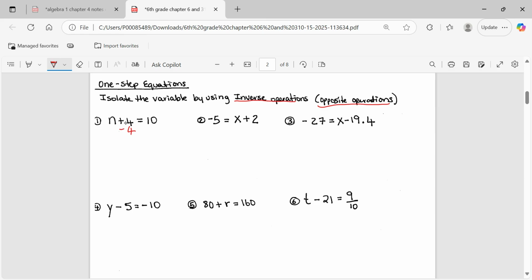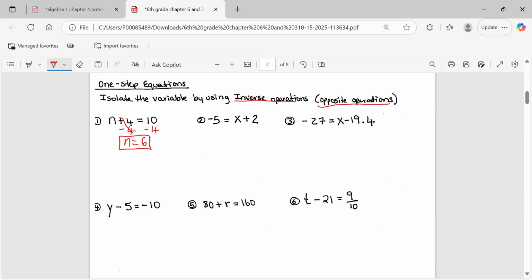But whatever we do to the left side, we have to do to the right side because that's the subtraction property of equality. I'm going to subtract 4 on both sides. So that n is equal to 10 minus 4, which is 6. Do we know n is 6? Yes, but this is a process of doing a one-step equation.